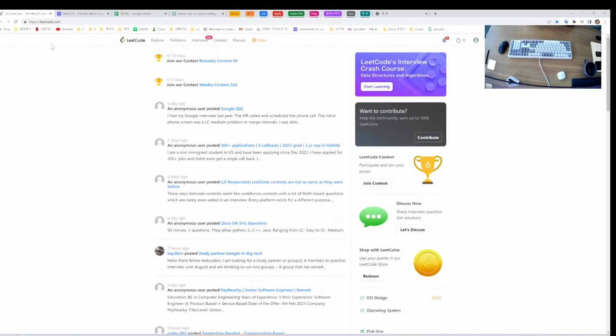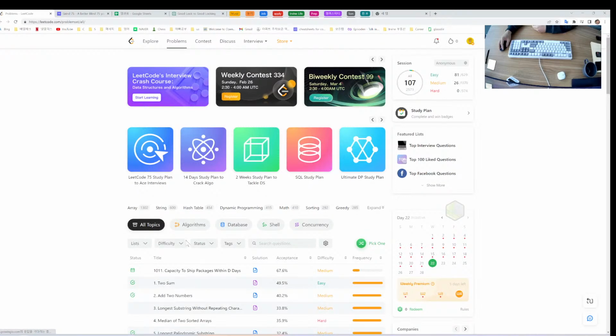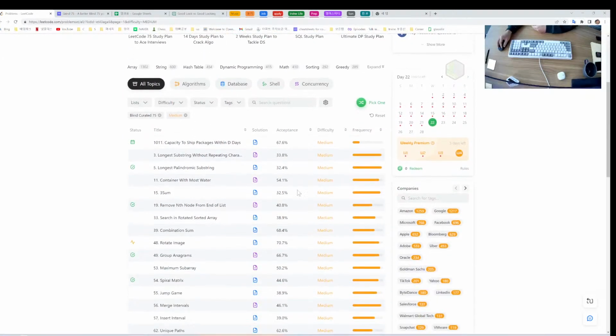Hi, I'm trying to solve another medium problem today. So let's go to the problem list, and then from the blind 75, let's select medium and then sort by frequency.